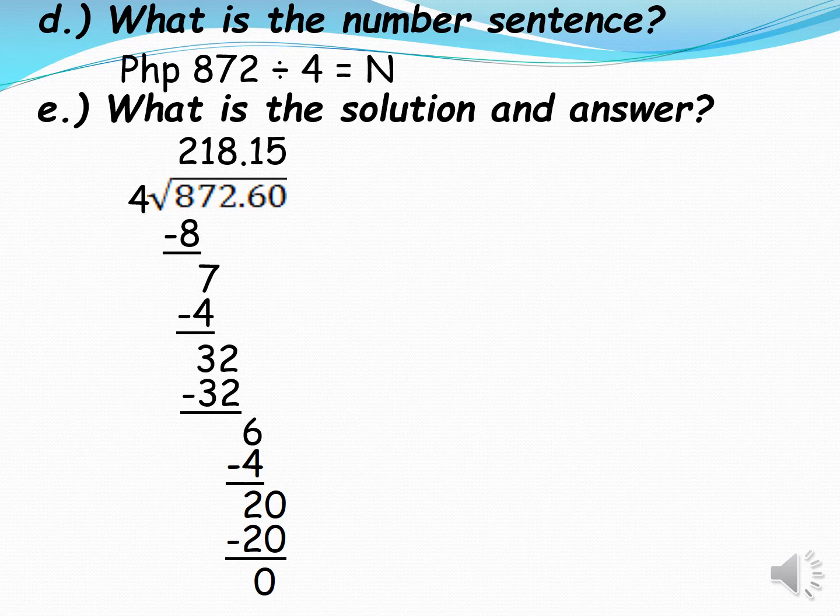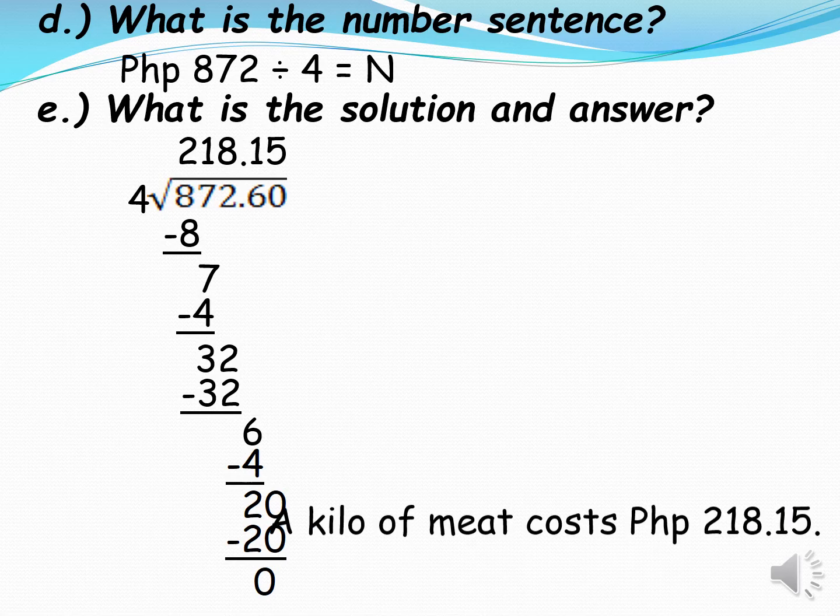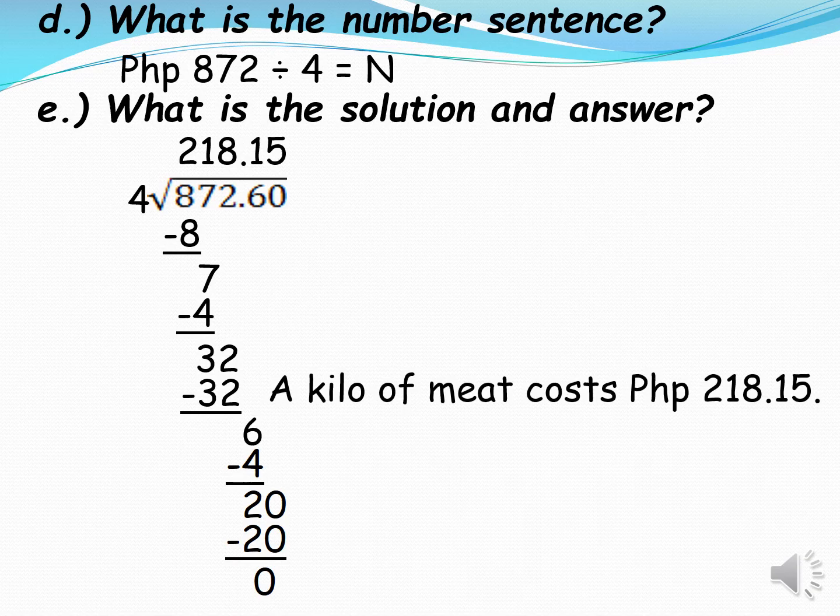So then bring down 6. So 6 divided by 4 is equal to 1. 1 times 4 is equal to 4. 6 minus 4 is equal to 2. Then bring down the next digit, 0. So that becomes 20. So 20 divided by 4 is equal to 5. 5 times 4 is equal to 20. 20 minus 20 is equal to 0. So the answer is, a kilo of meat cost 218 pesos and 15 centavos.